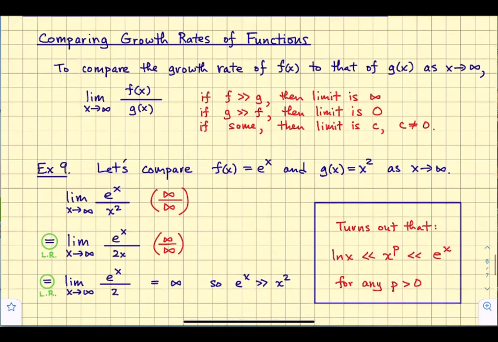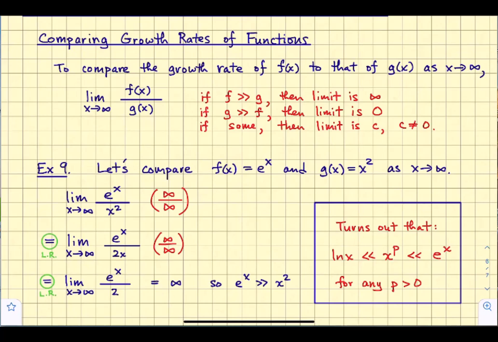The last topic in this section is we want to compare growth rates of various functions as x gets really, really large and positive, as x goes to positive infinity. So to compare the growth rate of a given function f of x to that of a function g of x as x goes to infinity, we want to form the quotient f of x over g of x, and then take the limit as x goes to infinity. The idea here is if f is growing faster than g, then the limit of this quotient will become very large. If g is growing faster than f, then this limit will become very small. And if it's a tie, f and g are growing at the same rate, then the limit will be some constant that's between 0 and infinity.